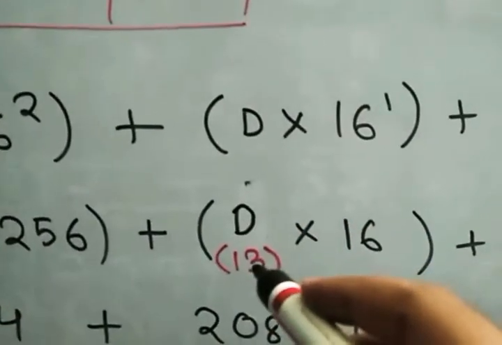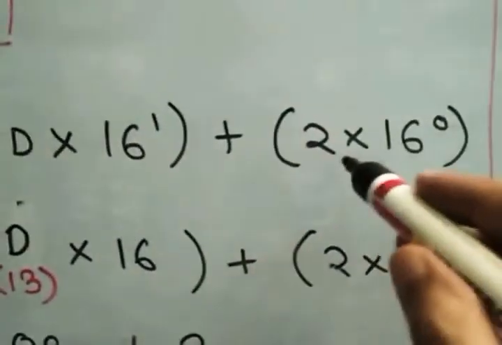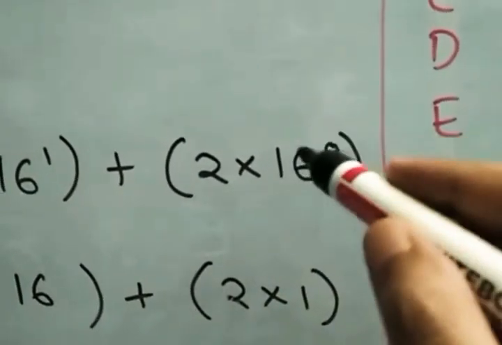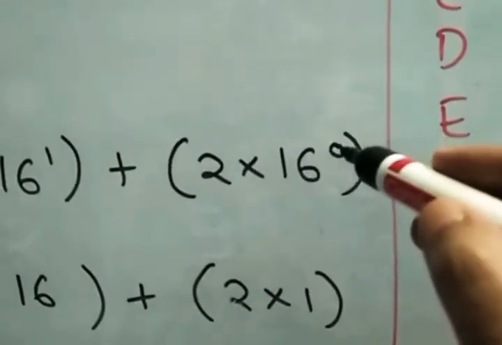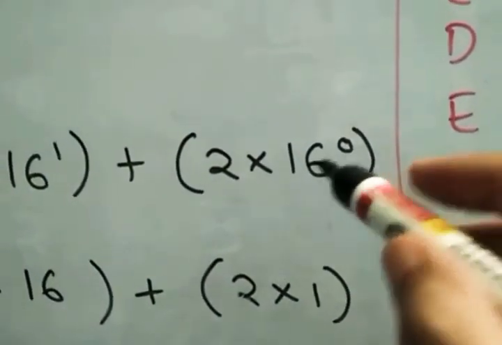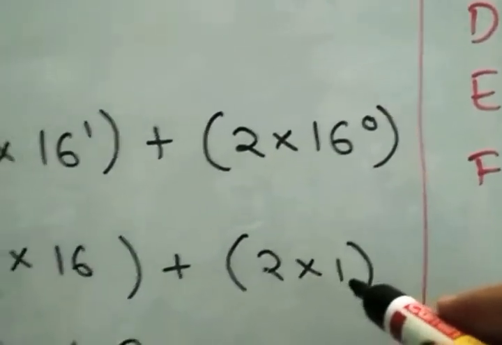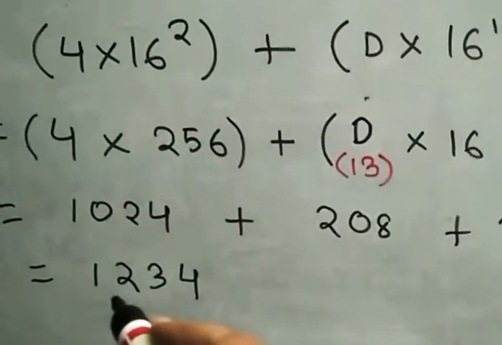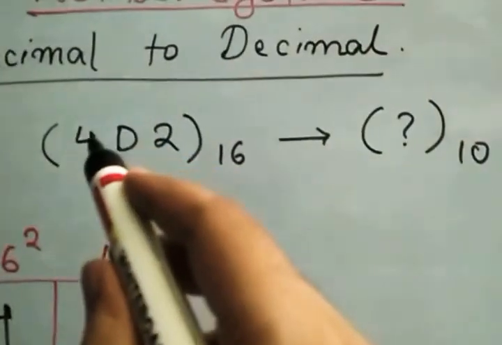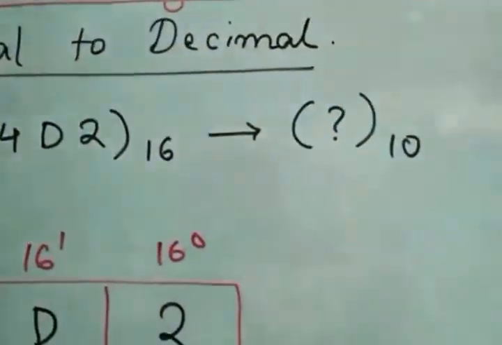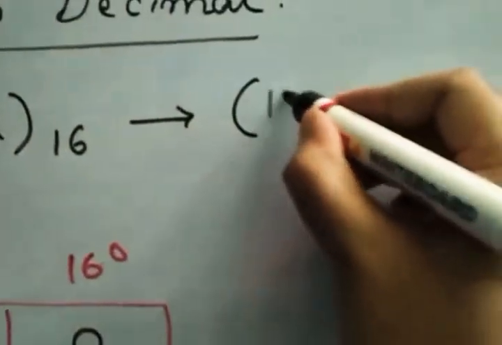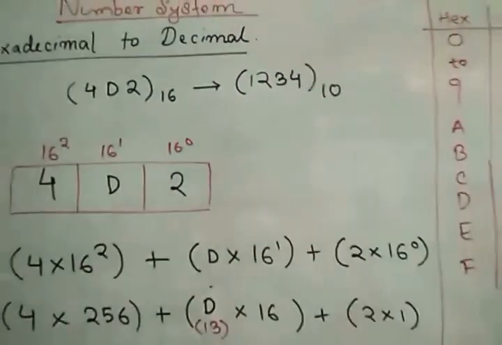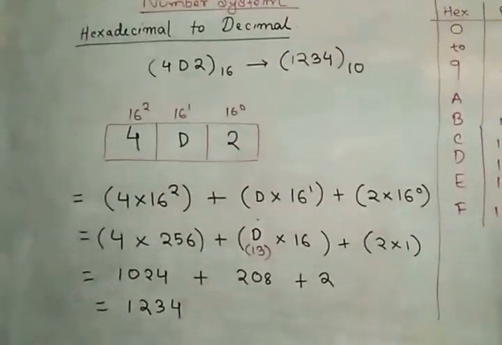Now this 13 should be multiplied with 16, and 2 is 2 only. In decimal also it is the same as 2, and any positive natural number to the power 0 means 1, except 0 and infinity. So 2 into 1, it will be like this. Now the results will be placed and added to get the result 1234. So this 4D2 in hexadecimal means 1234 in decimal. So it has been converted. Like this we will convert from hexadecimal to decimal.